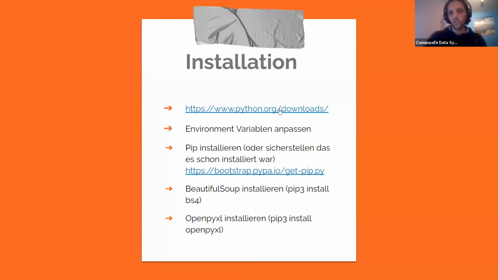So this is a link to download Python. You have to make sure that the environment variables are adjusted, so you can execute Python from the console or from the command line if you need to. Same thing with pip. If you want to install the libraries, the path to pip has to be in the environment variables. And I can show exactly how that's done if it's necessary.